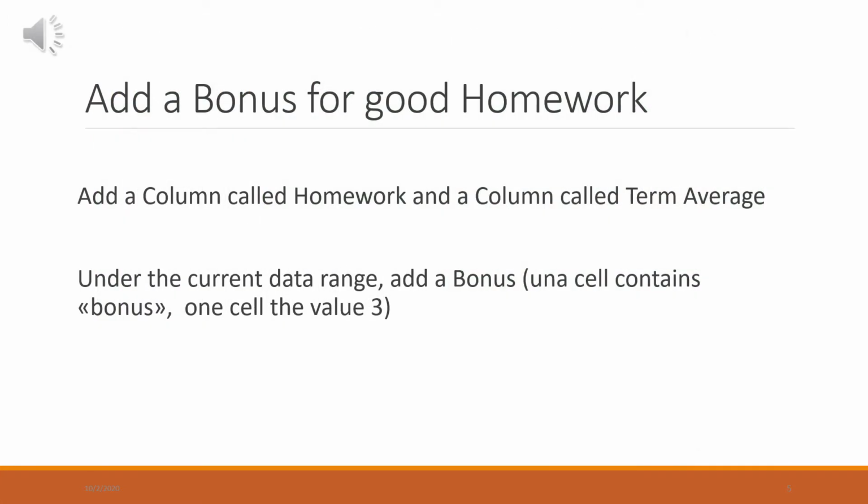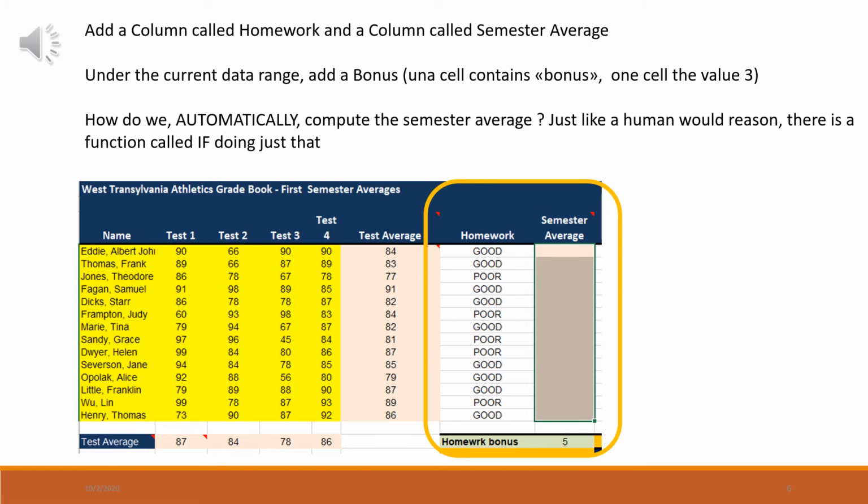Now let us apply this absolute reference to our student gradebook. We decide, well, the teacher decided that if the homework was good, I add 3 points to the final semester average, which will be the average of the tests plus 3 points if the homework is good. So start by adding these columns to the first semester. Let's work on the first semester first.